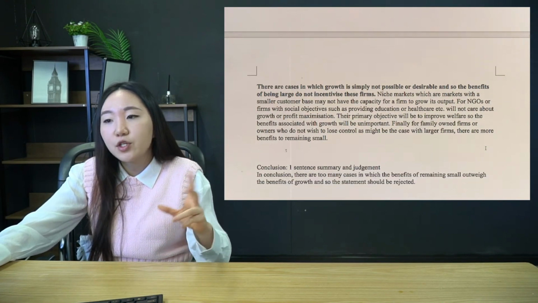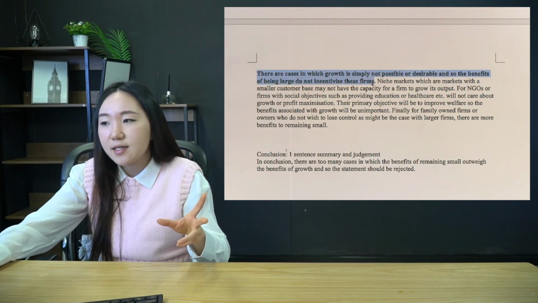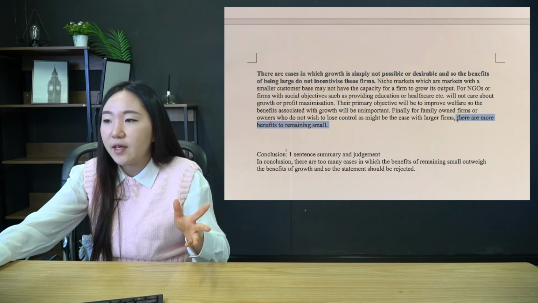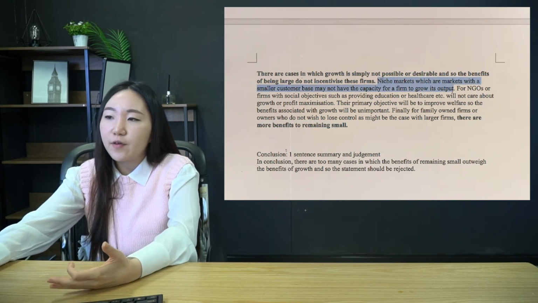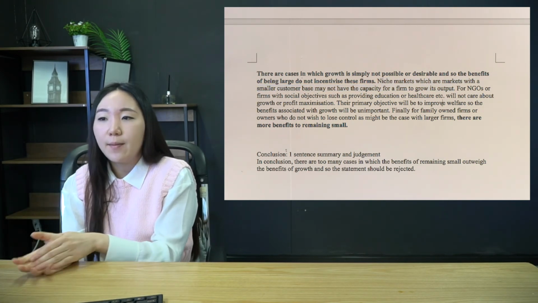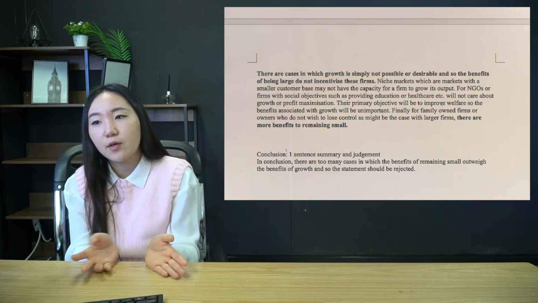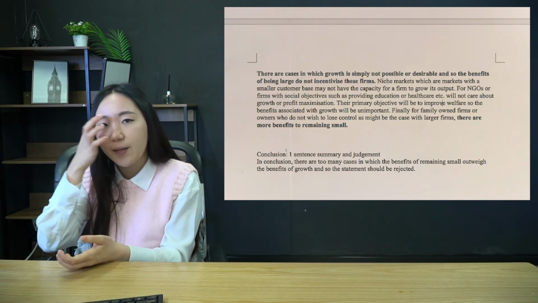Okay, anyway, so I would just do one general evaluation paragraph. So I've just, again, sandwiched it. So there are cases in which growth is not possible or desirable, and so the benefits of being large do not incentivize these firms. And then at the end, I've put there are more benefits to remaining small. And in this one, I've done less analysis, because I'm more just trying to show a range of situations where it's not possible, and it all kind of ties in together. So there's not really any need for me to go more than that.